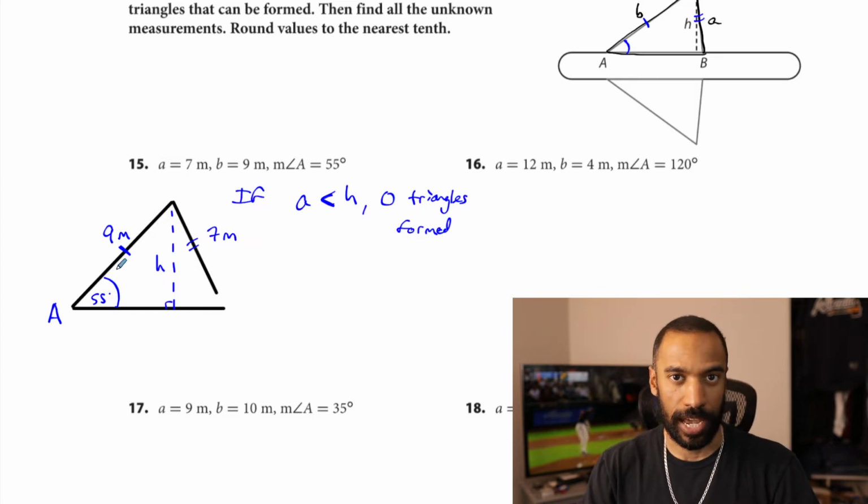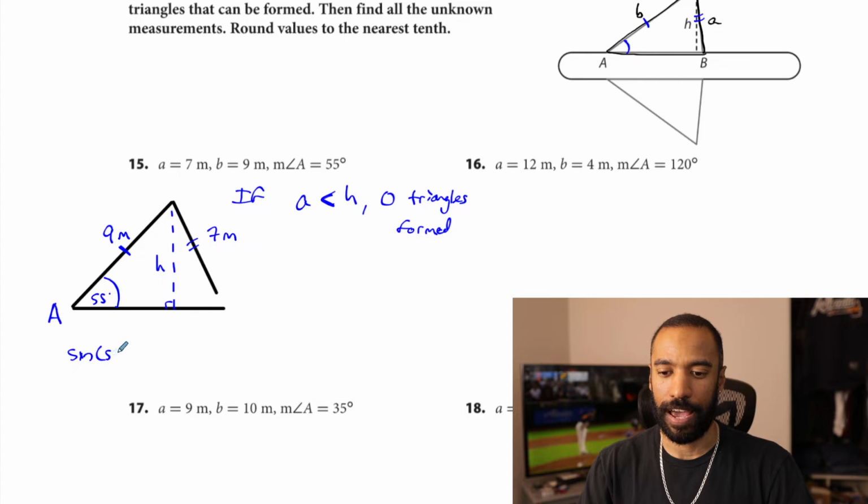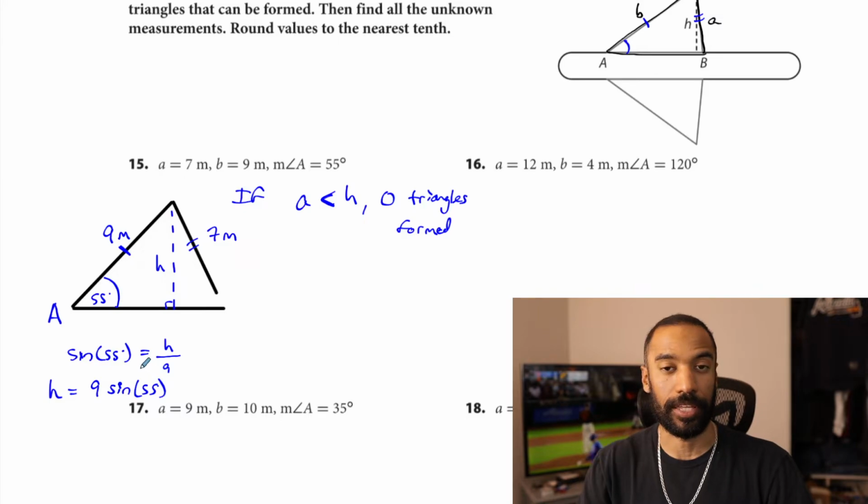Well, you use sine. This whole thing is regarding sine. The sine of 55 degrees equals opposite h over hypotenuse 9. Multiply both sides by 9, h is 9 times the sine of 55 degrees. The moment of truth will come in the calculator.